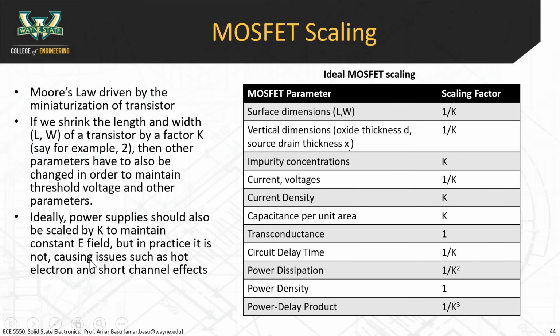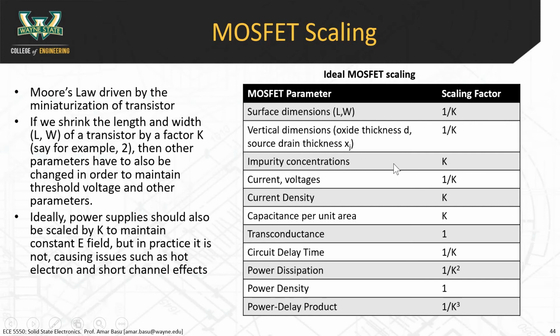We haven't scaled the power supplies by K as ideally you would do. As a result, the electric fields in our devices are much larger than they were before, and that can cause effects like hot electron effects and short channel effects. Some of those things we can talk about right now. But these are in general the ideal scaling rules for a MOSFET.